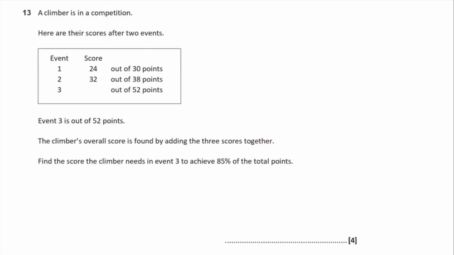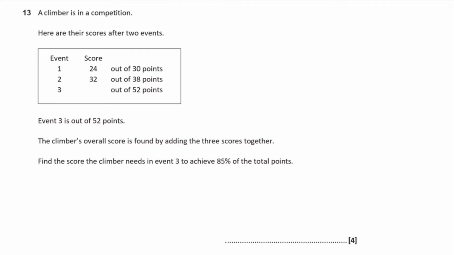Question 13. A climber is in a competition. Here are the scores after 2 events. In event 1, 24 out of 30 points were scored. Event 2 was 32 out of 38. Event 3, we don't know what the score is yet, but we know it was out of 52 points. Yeah, and it says it down here as well. The event 3 is out of 52 points.